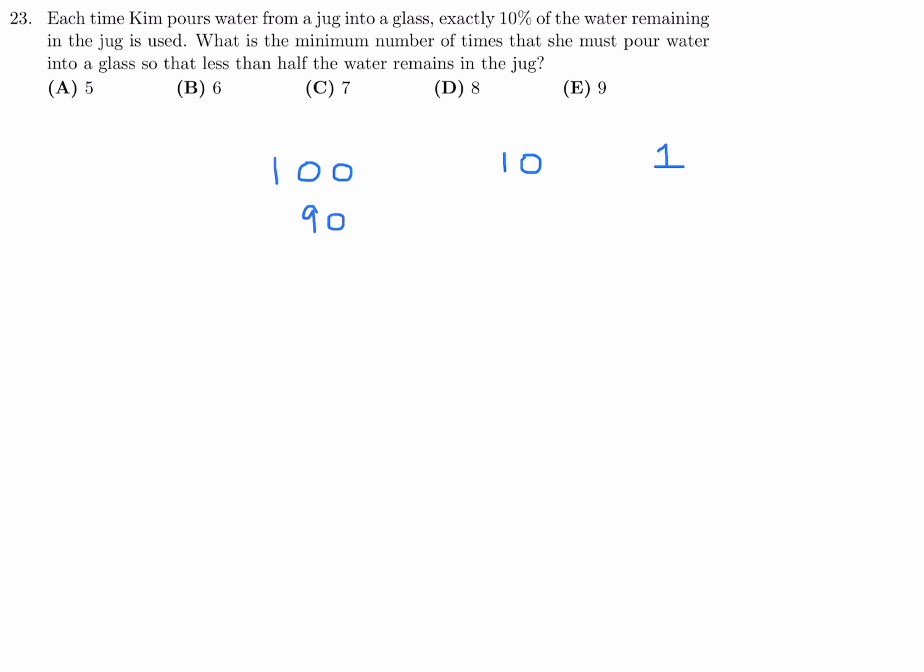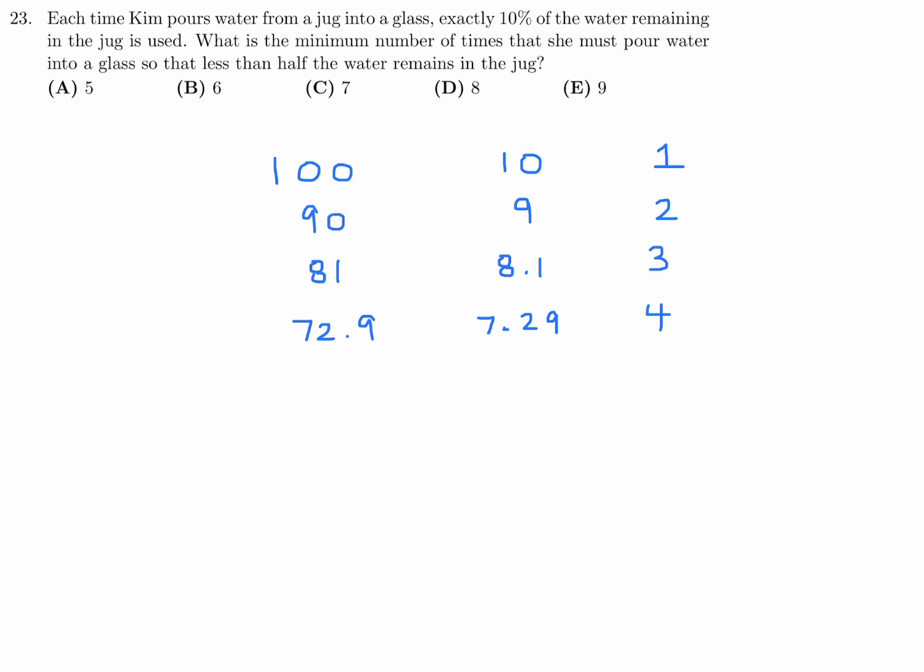Then 10% of 90 is 9, and that's the second time she pours. Then there's 81 left. The next time she will pour 8.1, and that is the third time she pours. And now there's approximately 72.9 left. 10% of that, which is approximately 7.29, that's the fourth time she pours.